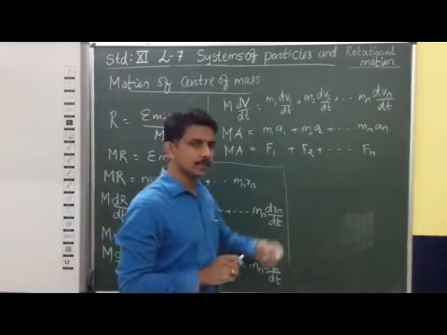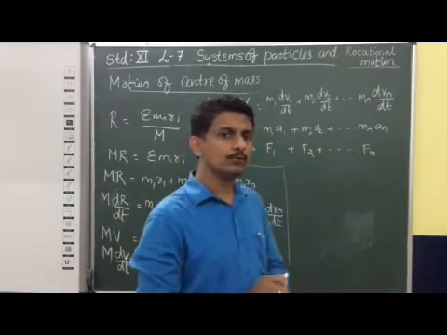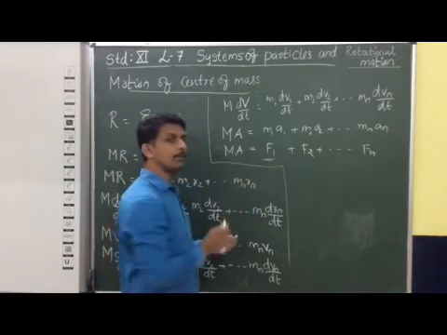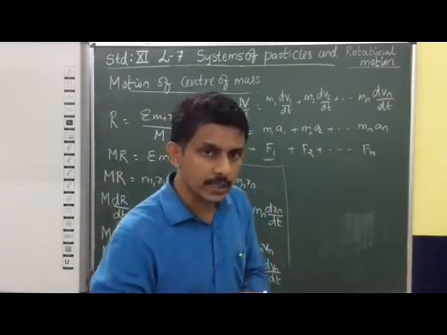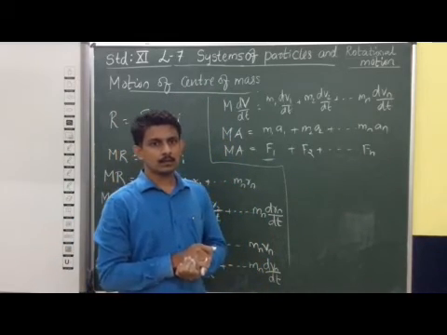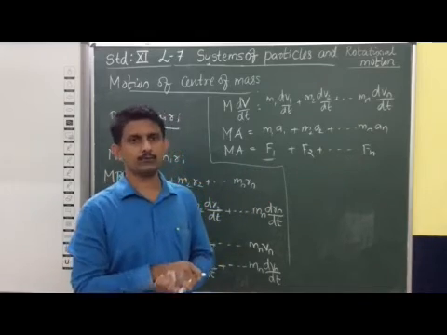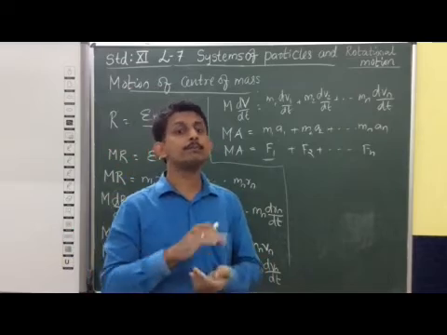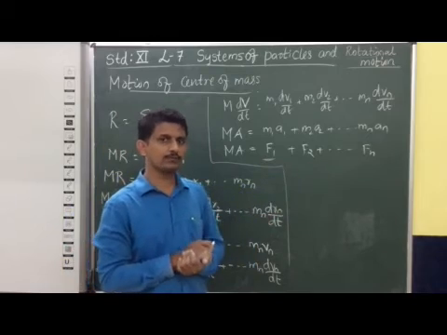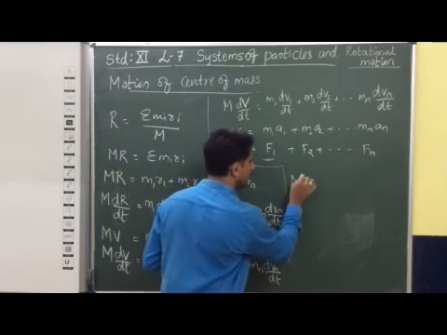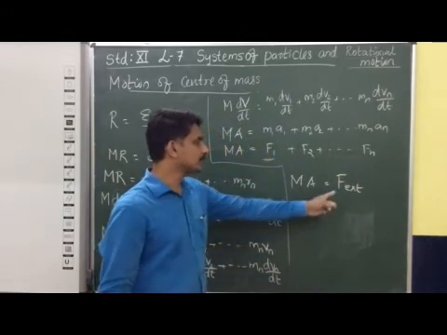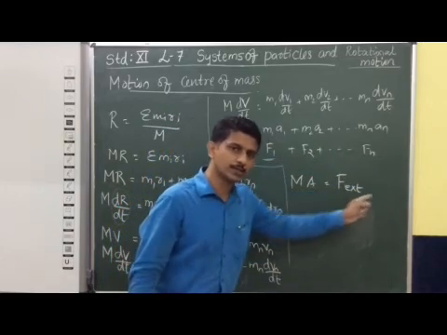where F1, F2 up to Fn are the individual forces acting on each particle. And each force is the combined effect of internal forces as well as external forces acting on a particle. You know that internal forces always exist in pairs, so internal forces cancel. Ultimately only the external forces remain. So we can say that MA is equal to F external, the sum of all the external forces acting on this system.